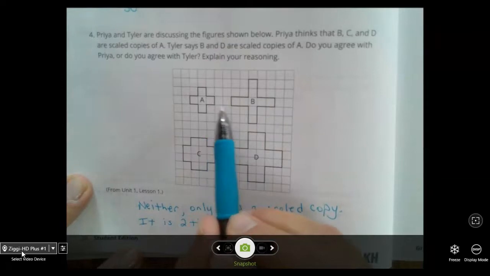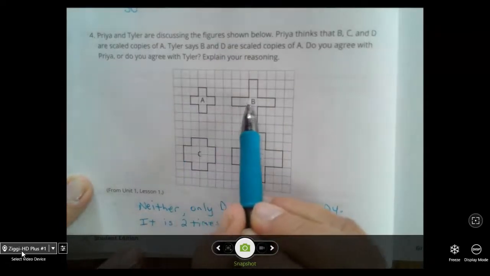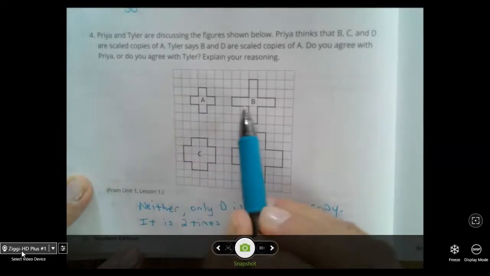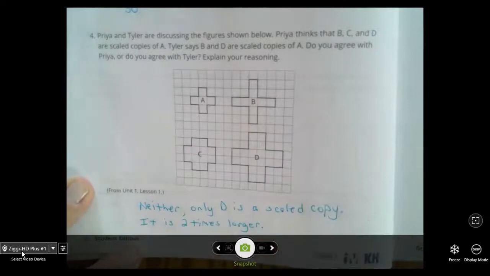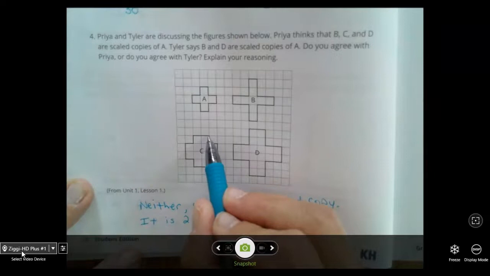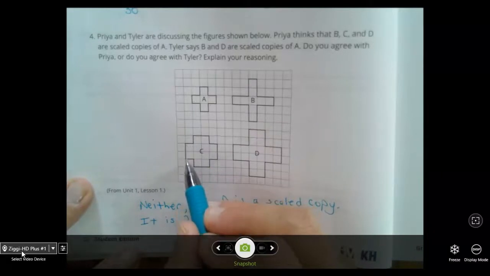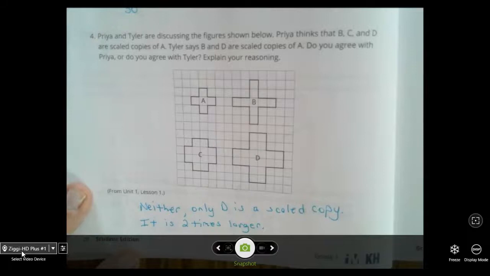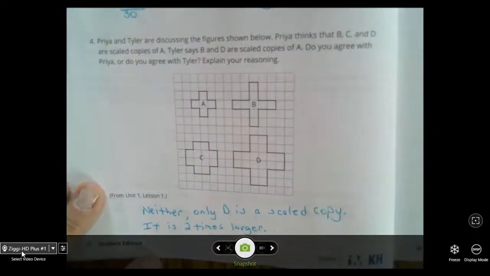If they're going to change, then every side has to change. And look at A to B. It got bigger, but this side is still the same. This side is still the same, so it's not a scaled copy. And if you look at C, this side is twice as big, but this side is the same. This side is the same. So that isn't one either. Every side has to be twice as big, which is what happened in D. It is 2 times larger.